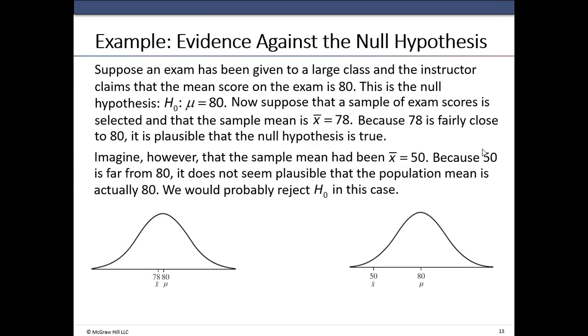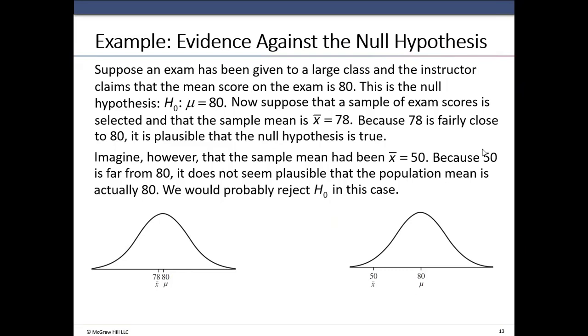Suppose an exam has been given to a large class and the instructor claims that the mean score on the exam is 80. Then the null hypothesis is H sub 0: mu equals 80. Now suppose that a sample of exam scores is selected and that the sample mean x bar is 78. Because 78 is fairly close to 80, it is plausible. That means it's possible that the null hypothesis is true. Why? There's not much difference between the hypothesized value in the null hypothesis, 80, and the sample mean, 78.